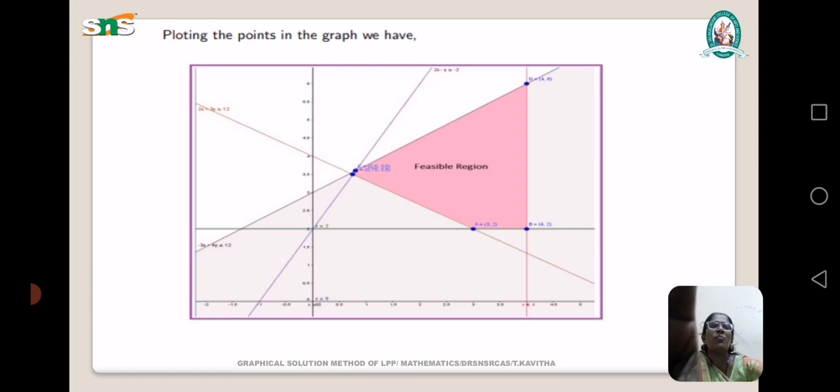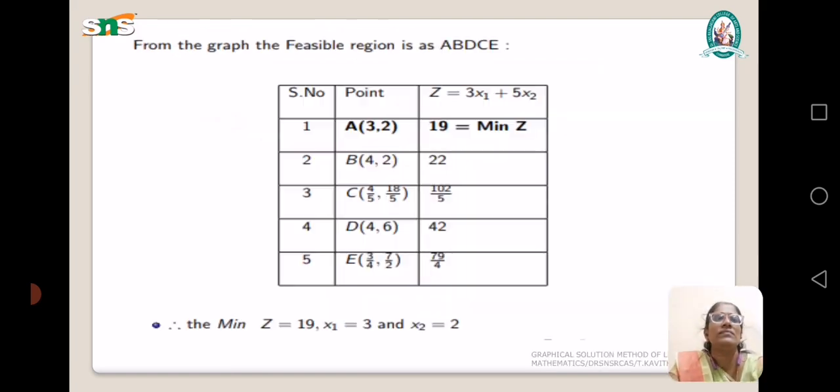This is the graph for these points. The shaded region, pink color, is the feasible region. We get the points connecting A, B, C, D. The points are given in the next table. From the graph, the feasible region has 5 points, A, B, C, D, E. The point A is 3,2, B is 4,2, C is 4/5, 18/5, D is 4,6, E is 3/4, 7/2.